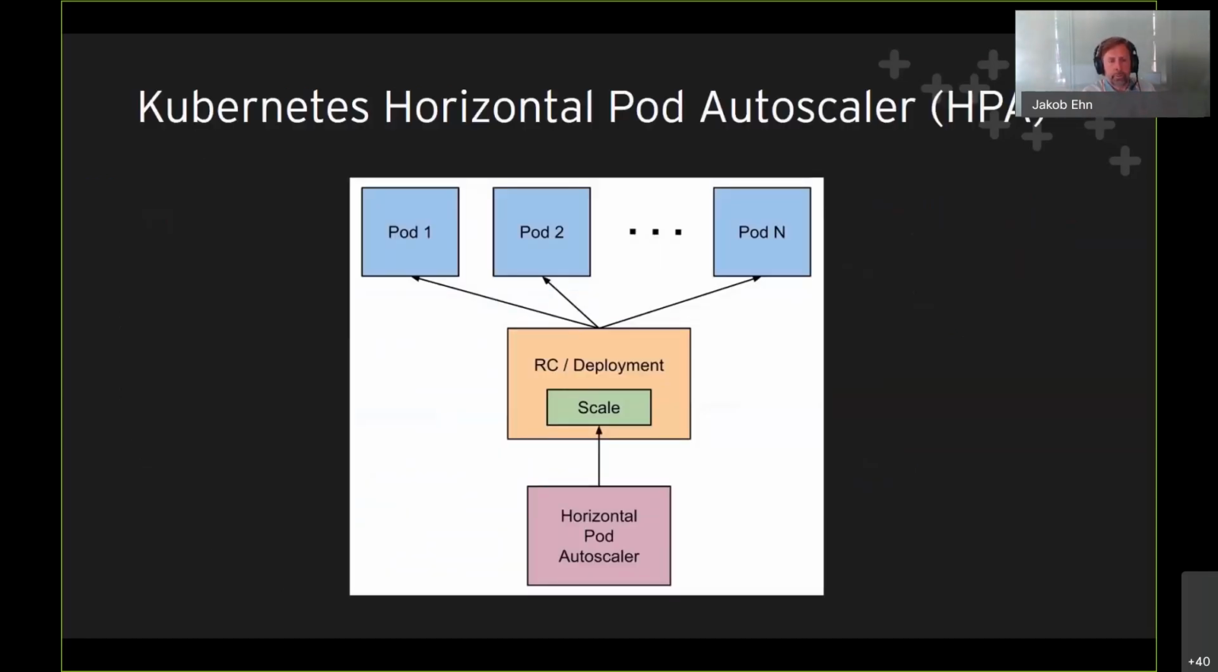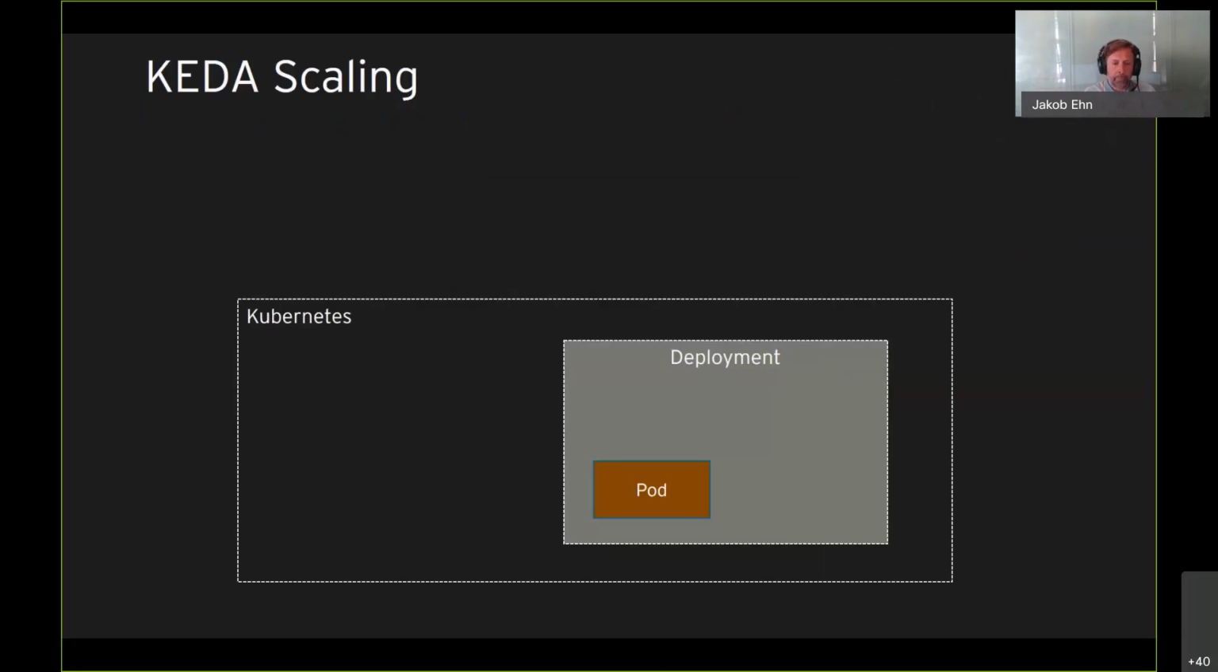If you have been working with Kubernetes, you might know about the horizontal pod autoscaler, which is a component you install and configure to scale your deployment, for example, based on CPU. So you can say things like, if my pods consume more than 80% CPU, I want you to scale up to a particular number of pods, so I can handle that load better. But again, this doesn't really work very well for event-driven applications. So let's take a look at KEDA scaling.